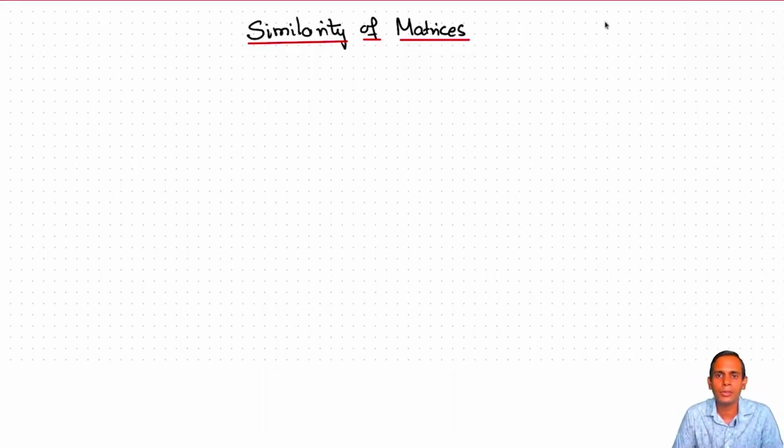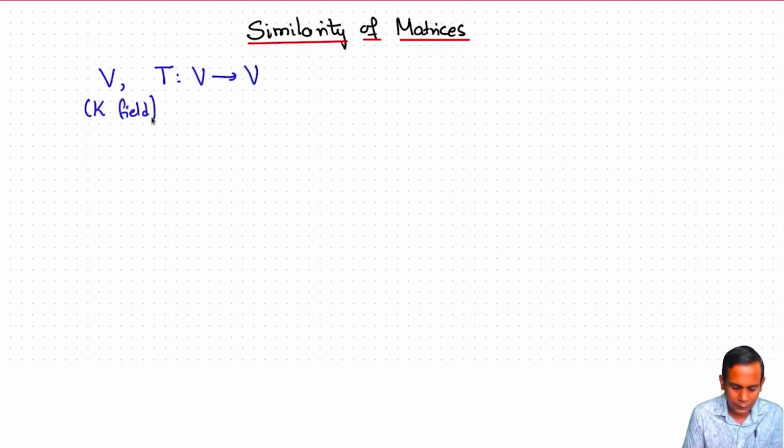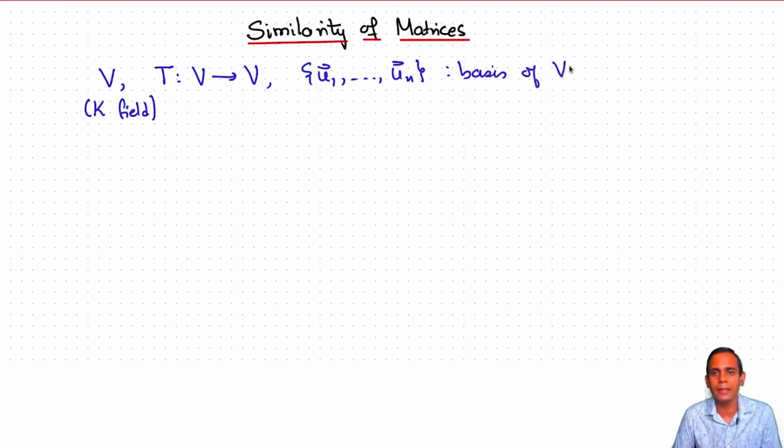In this lecture, I'm going to tell you about similarity of matrices. To understand this, let's start with a vector space V and T a linear map from V to V. We'll assume that V is a vector space over the field K. That's the underlying field. And let's also have a basis u1, u2, ..., un of V. So this V is an n-dimensional vector space over K.